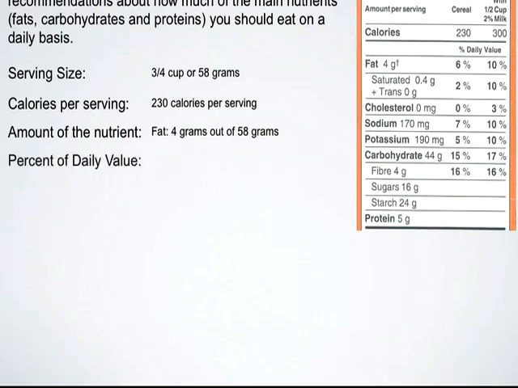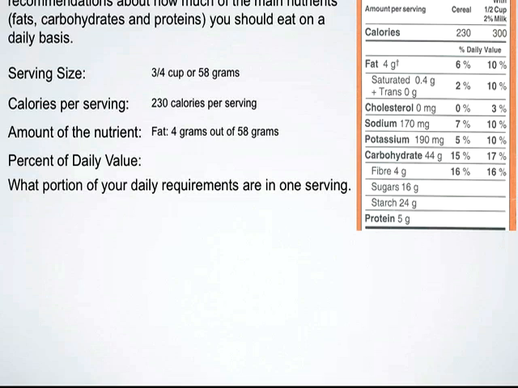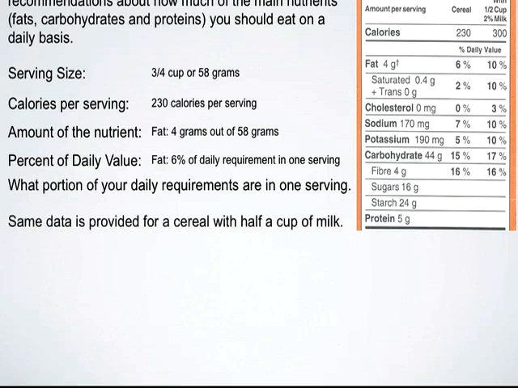And the percent of the daily value that this represents is what portion of your daily requirements are in one serving. So in this case, for the nutrient fat, it's 6% of the daily requirements. The same data is provided if you use half a cup of milk with the cereal, and that is the second column here to the right.